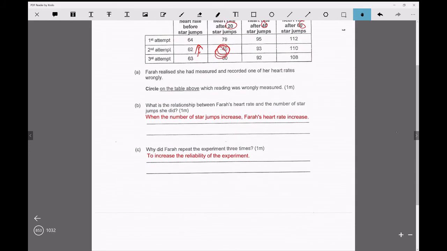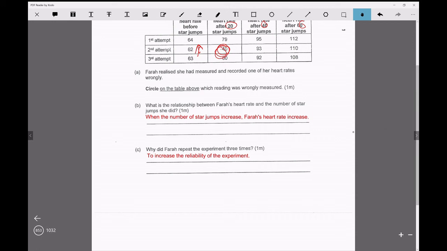But that's not the only way. Other than repeating an experiment, the other way is to have a bigger sample. Bigger sample is, let's say for example, I want to find out if earthworm is attracted to light. Instead of using only 1 earthworm, I can have 10 earthworms. So that will be a more reliable answer setup.